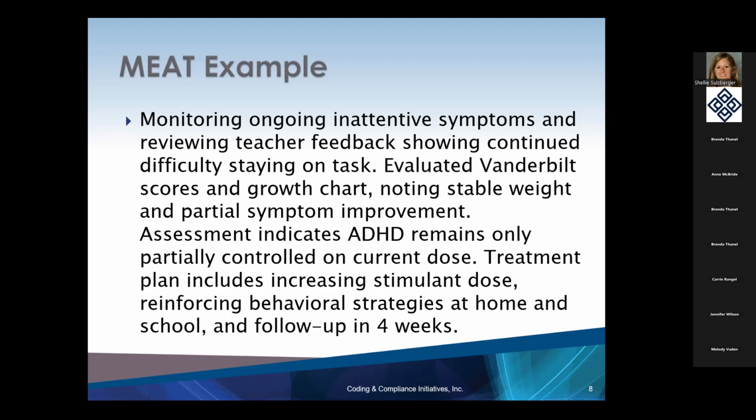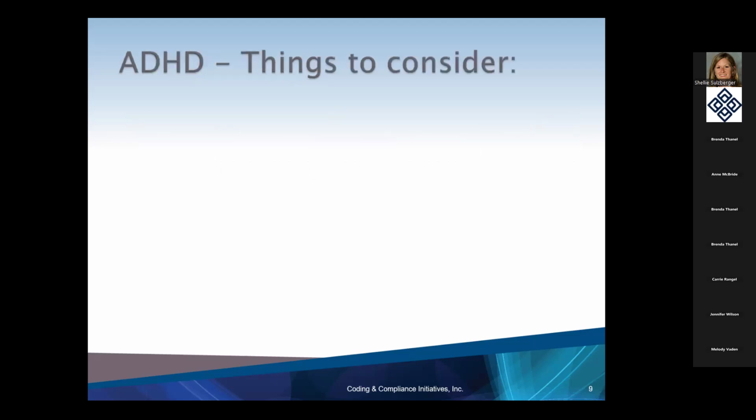So it's always important because, as I told you earlier, outside of value-based care, it's really describing the complexity of the type of patients that you're caring for in your health center. Okay, so let's talk about things to consider.